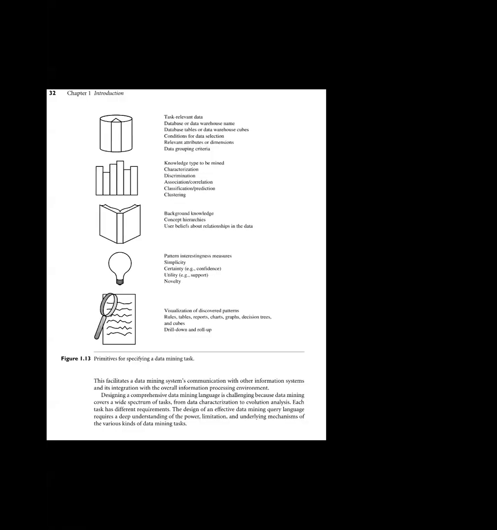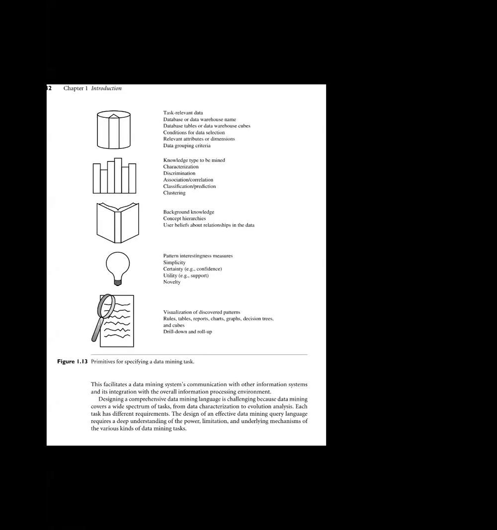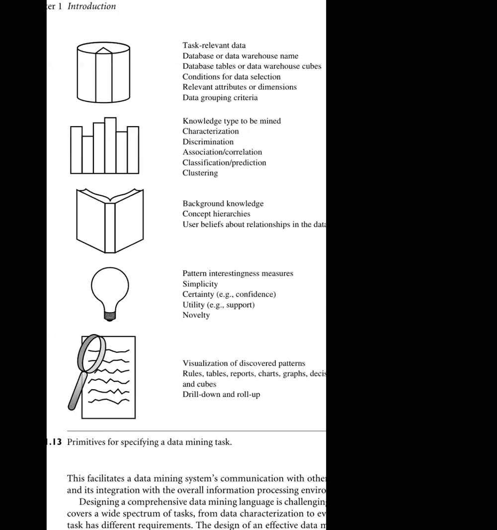So here you have to see this diagram, which shows the primitives for specifying a data mining task. The first one is the task-relevant data. In the task-relevant data, you have to display things like titles, database, warehouse cubes, conditions for the data selection, relevant attributes or dimensions, and data grouping criteria. So this is the task-relevant data.